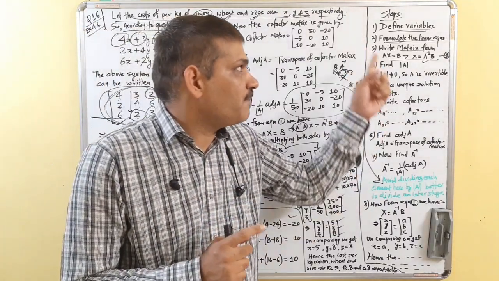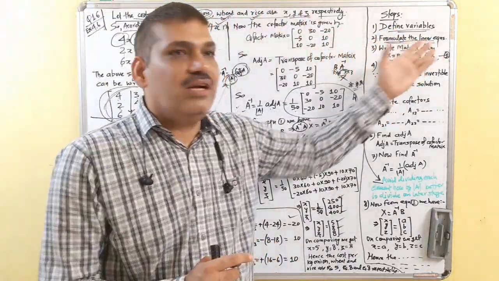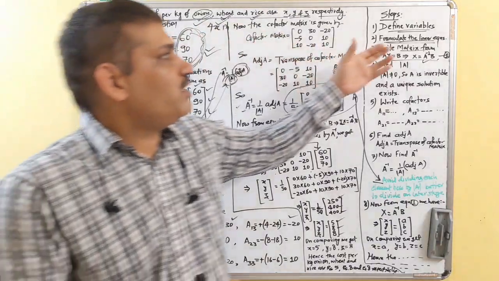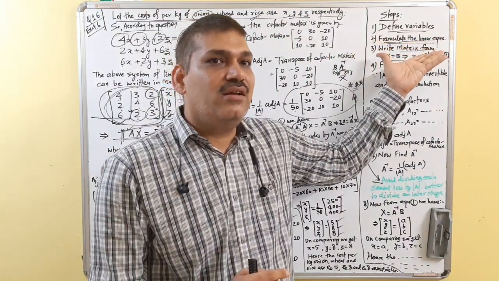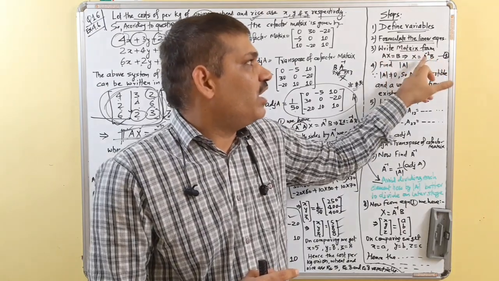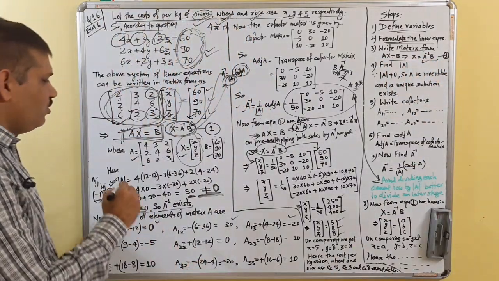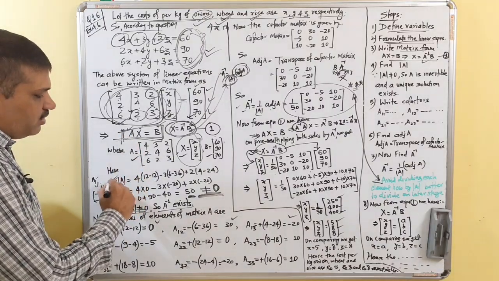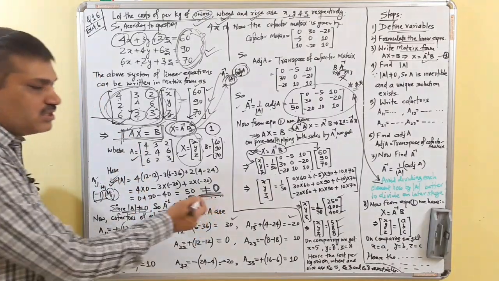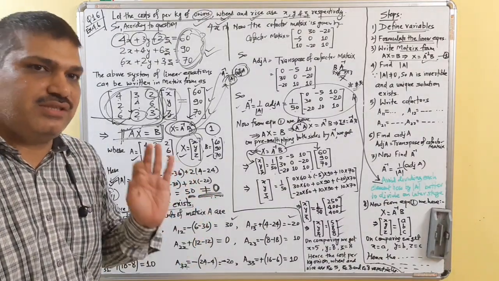Let's have a look again. What we do, we define variables x, y, z, then we formulate the linear equations. After formulating the linear equations, we write it in matrix form. After writing it in matrix form, we are to find A inverse. For that, we must first of all find the value of determinant A. Determinant A should not be 0. Since determinant A is not equal to 0, A inverse exists and the unique solution is there.